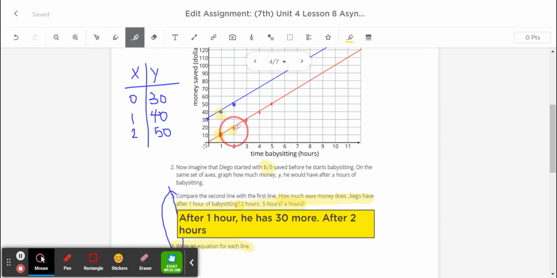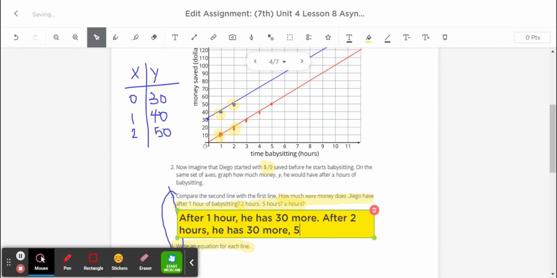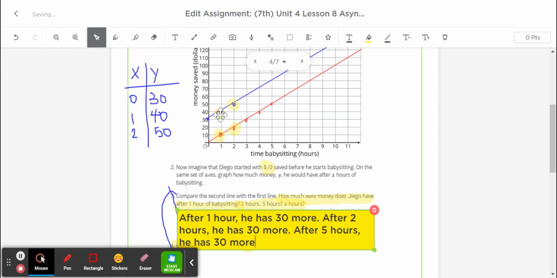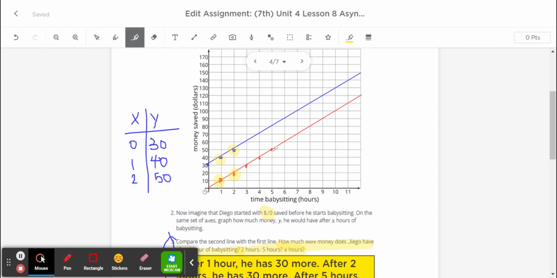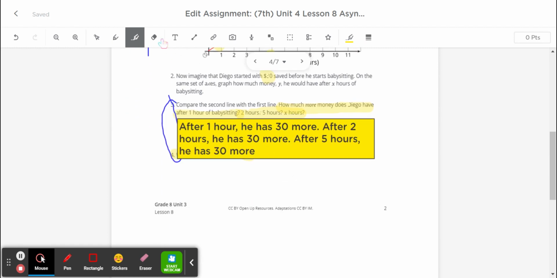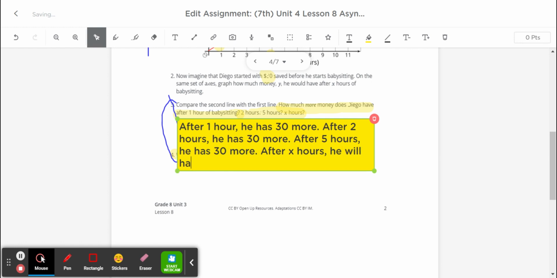If we look at the line, 2 hours would be either 20 or 50. So he has 30 more dollars under the blue line. After 5 hours, it's going to be the same thing. He has 30 more. And again, we can see that difference here between where the red line is and where the blue line is after 5 hours. They're $30 apart, which means after X hours, and X just means any number of hours, he will have $30 more. And really all my 30s should have dollar symbols.